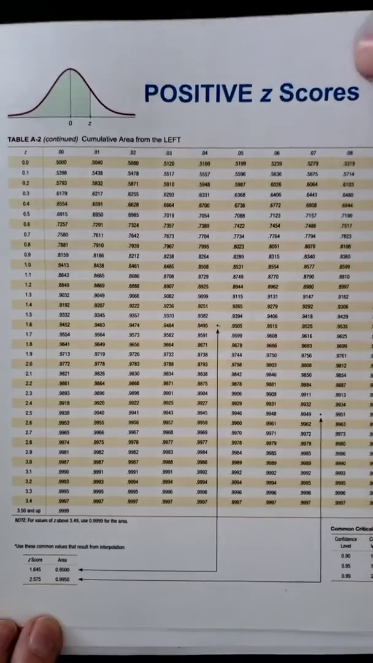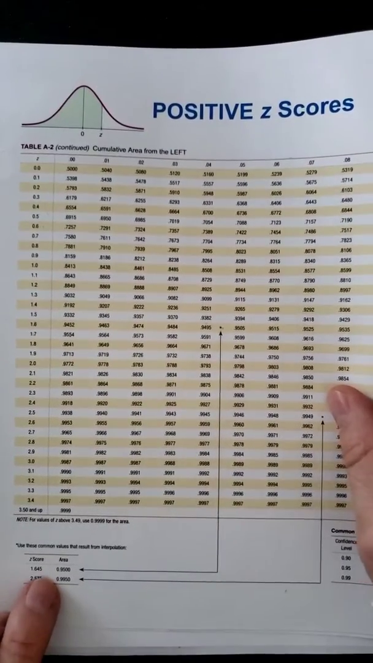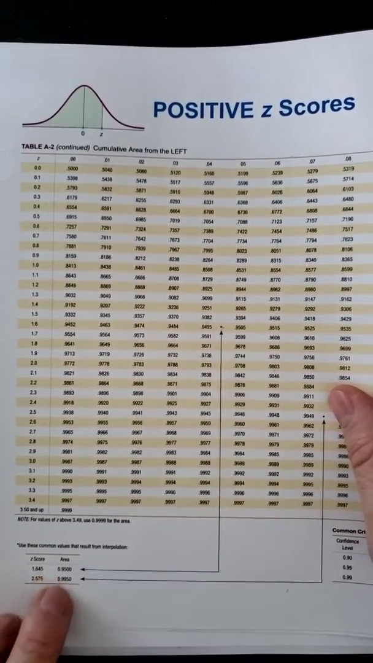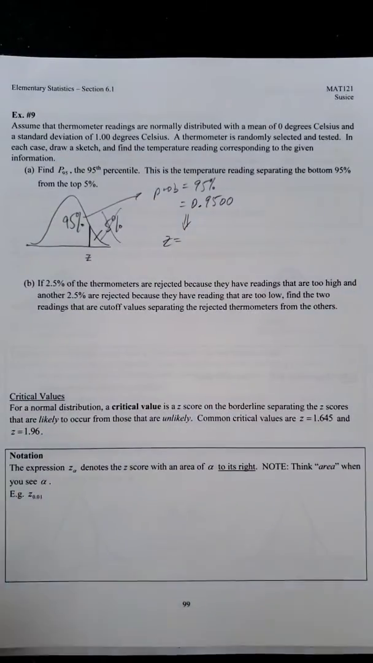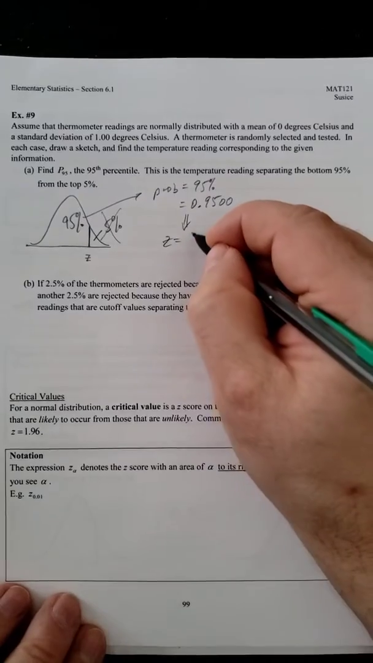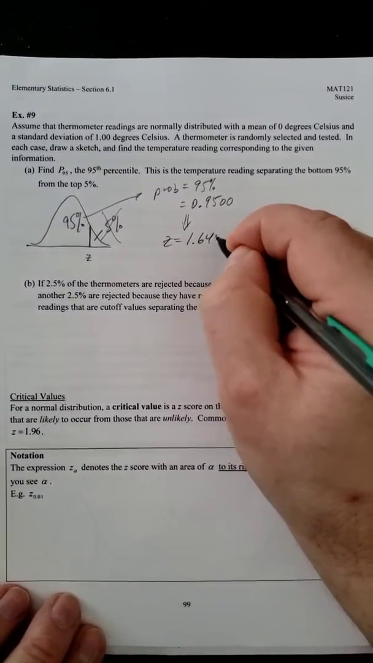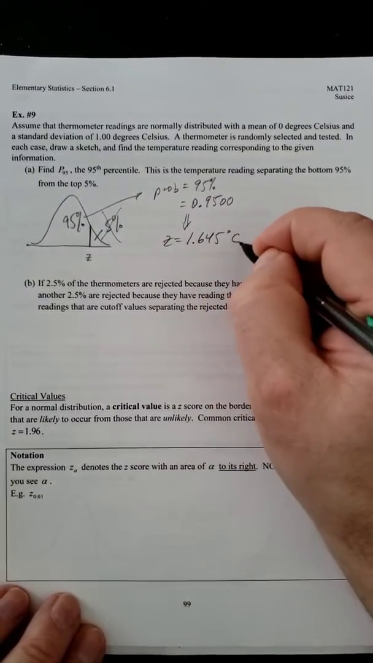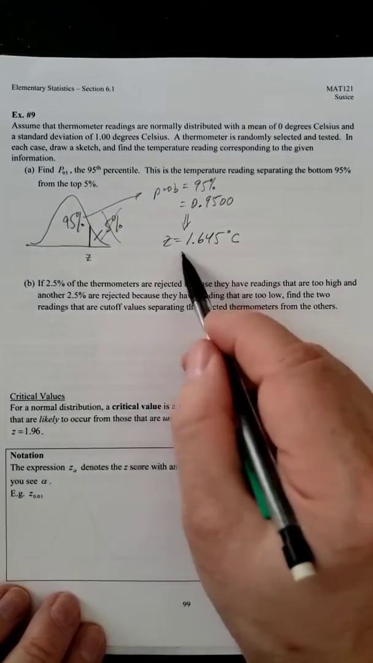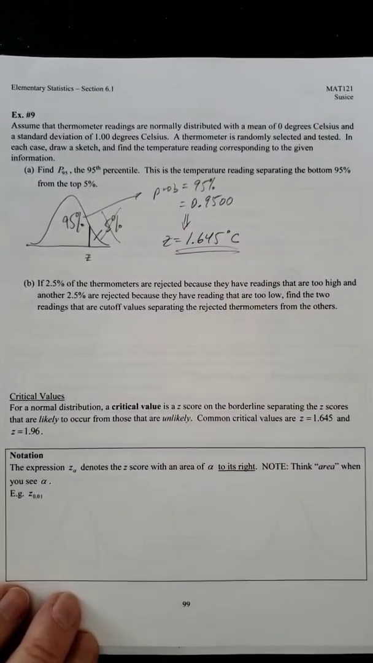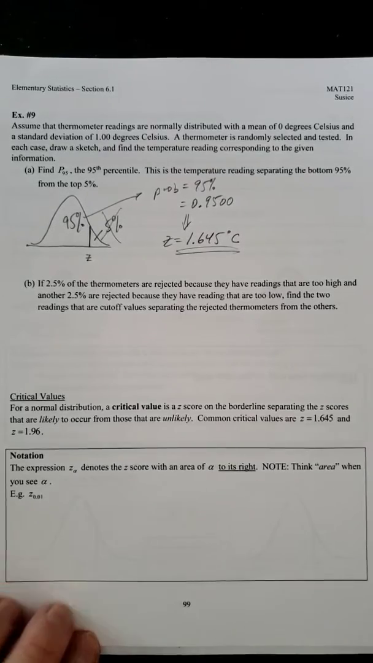Now, it is a special z-score. It has 3 decimal places. Most of them do not. Most only have 2. So there's a couple of them. This is one of them. So 1.645, and now we should put the units because it is a temperature. So 1.645 degrees Celsius is our z-score.